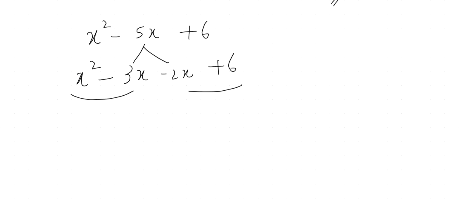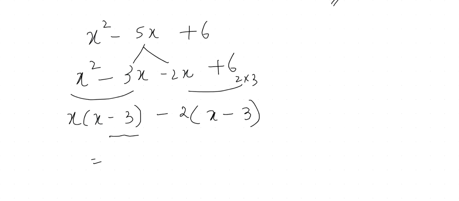In the first group, x is common: x into x minus 3. Take out minus 2, you can write 6 as 2 into 3, so for the second group, take out minus 2 common. So your x minus 3 is a common factor: x minus 3 into x minus 2. So this is another method of solving, okay? X minus 3 into x minus 2.